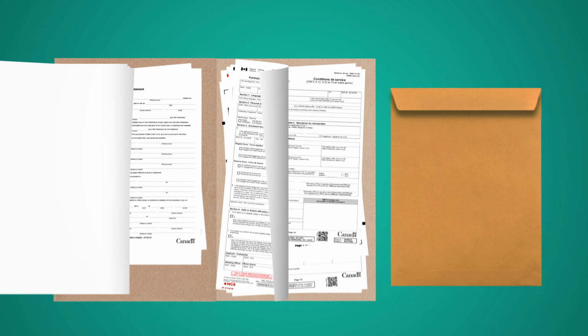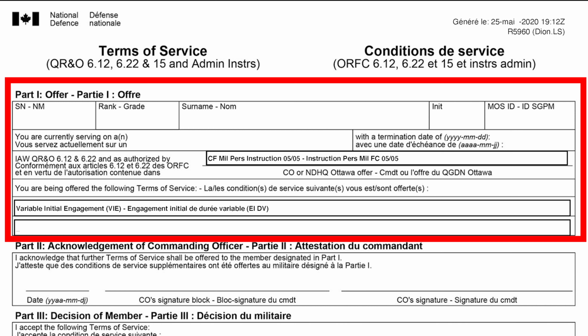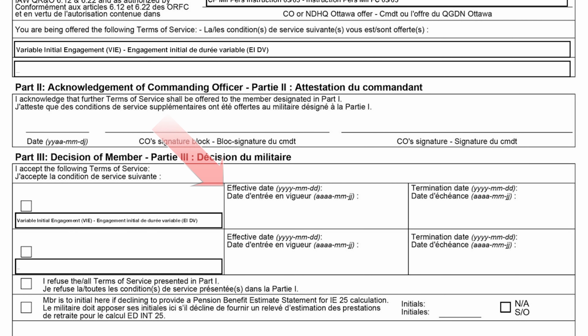The fifth document is D&D 2315, Terms of Service. This document is your first contract that indicates the number of years of service expected. Let's look at Part 1, Offer. Check your service number, your rank, your name, your initials. The start date of your contract that is written on this document should be the date of your enrollment. The termination date is the duration of your contract minus 1 day.